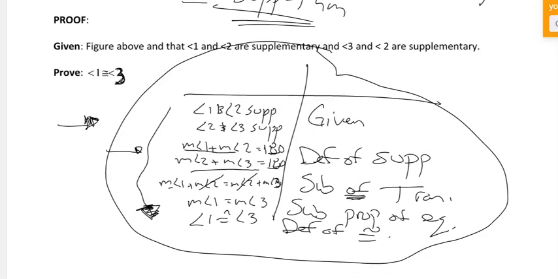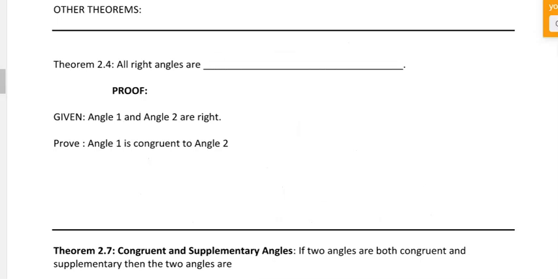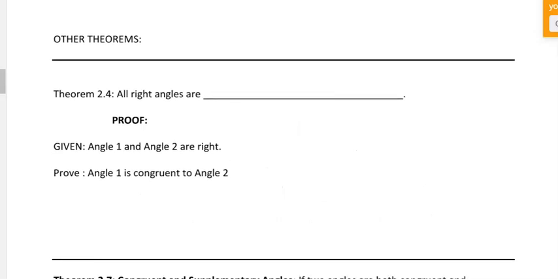All right, let's see what else we got here. Okay, last page. So, other theorems. Here's another thing that you're going to think is silly, but that's okay. We're actually going to use it sometimes. And that is, all right angles are what? What do you think is true? They're all 90 degrees. So therefore, they're all, we don't use that much this chapter, but we'll use it in future chapters. All right angles are congruent.